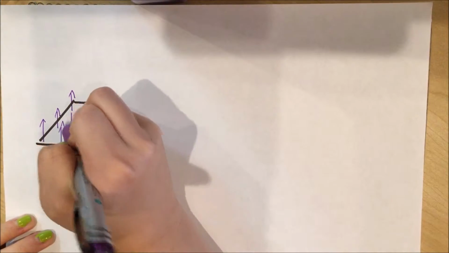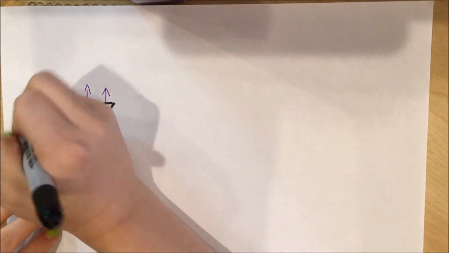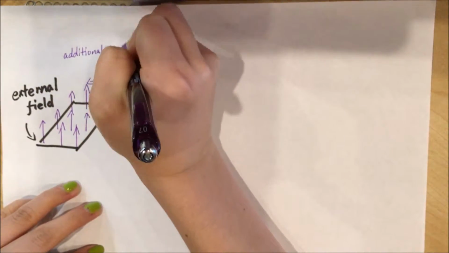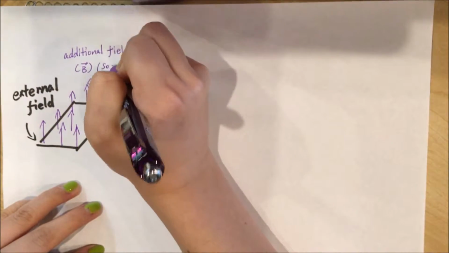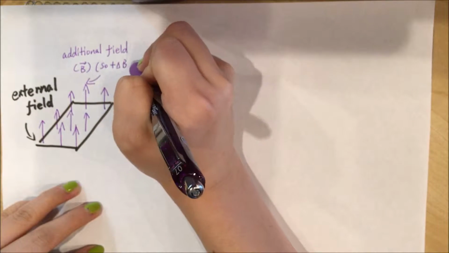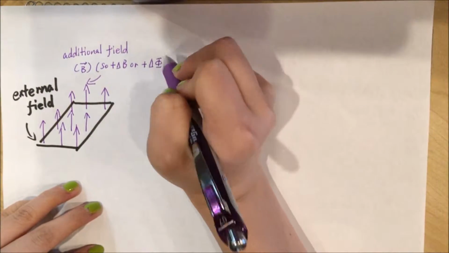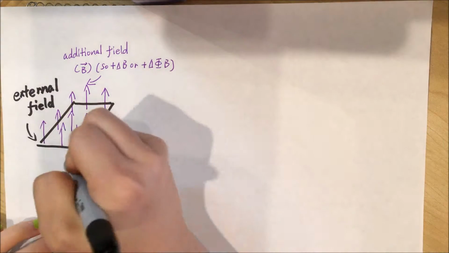So here we have an example. Right now we're drawing a square current with a magnetic field that points upward inside of the area. The additional field is in purple. So there's a positive change in the magnetic field, which also results in a positive change in magnetic flux because the two are directly related.